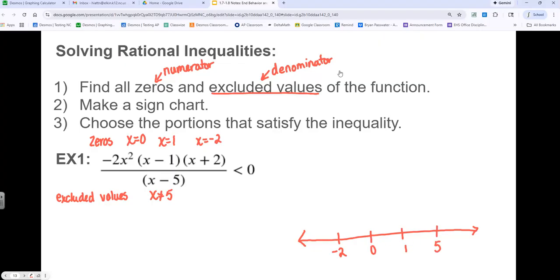Now, I like to do something like this right here. I know that x cannot equal 5, so I like to put an x over that, just to remind myself that on my final answer, you can't use a bracket with 5, right? We can't include 5 there.